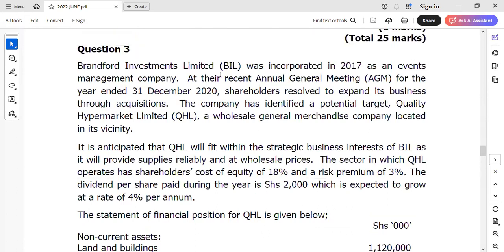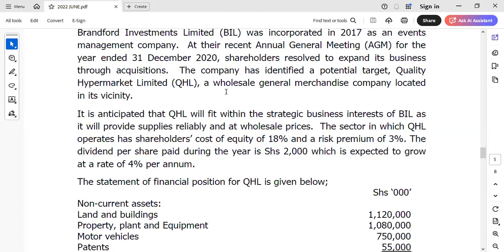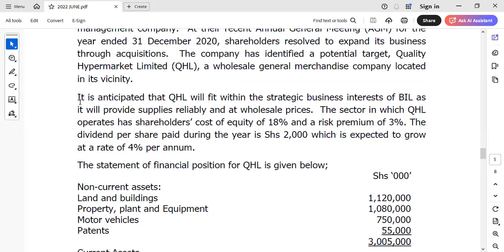Okay, so we are told that BIL was incorporated in 2017 as an events management company. At their recent AGM for the year ended 31st December 2020, shareholders resolved to expand its business through acquisitions. The company has identified a potential target, that is QHL, a wholesale general merchandise company located in its vicinity. It is anticipated that QHL will fit.